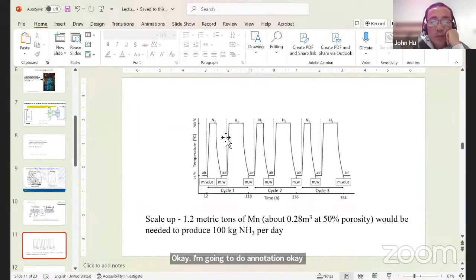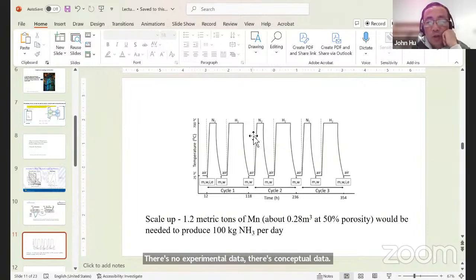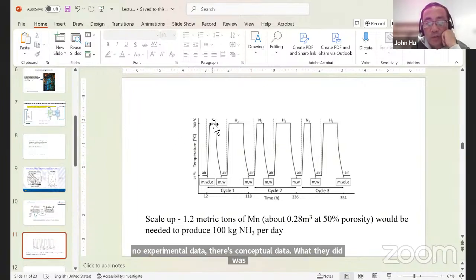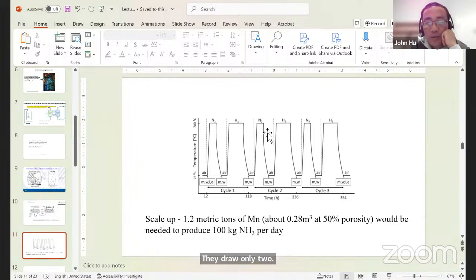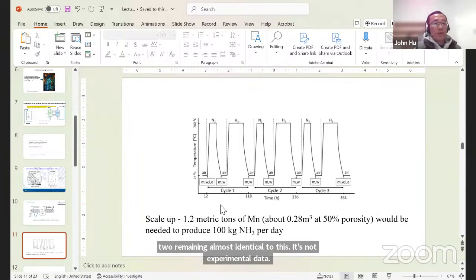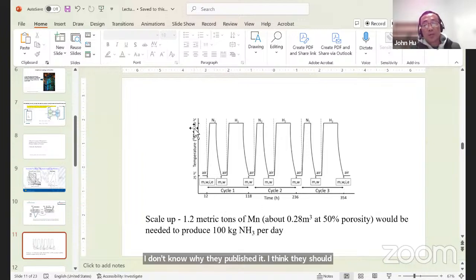This is not experimental data. This is conceptual data. What they did was draw only two, and then they cut and pasted. Do you see this? These two remaining ones are almost identical to this one. I don't know why they published it. I think they should publish this using experimental data rather than just conceptual. Look at my cursor. If you put these together and copy, you get this one. You copy, you get this one.